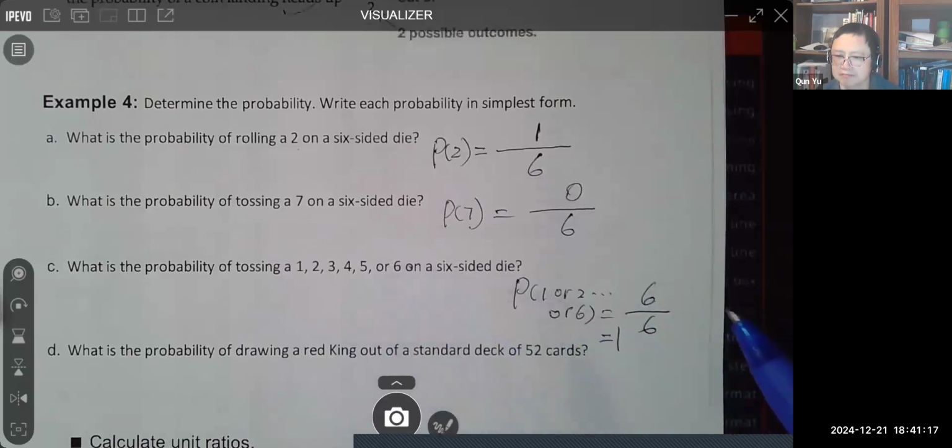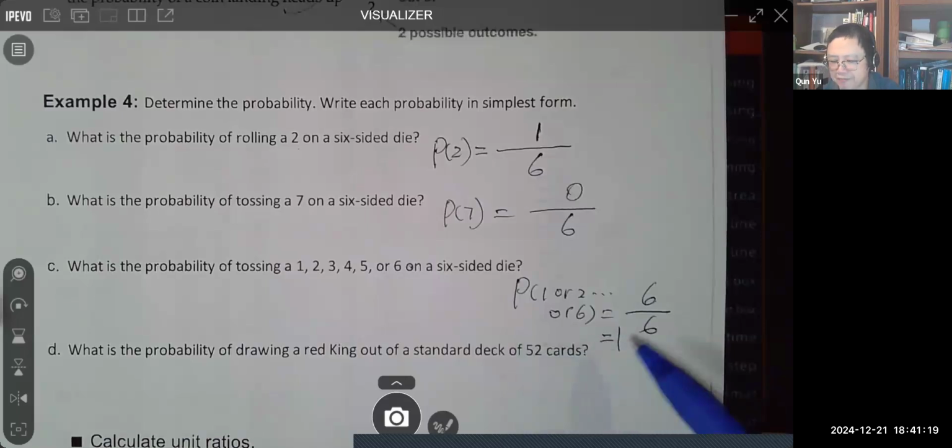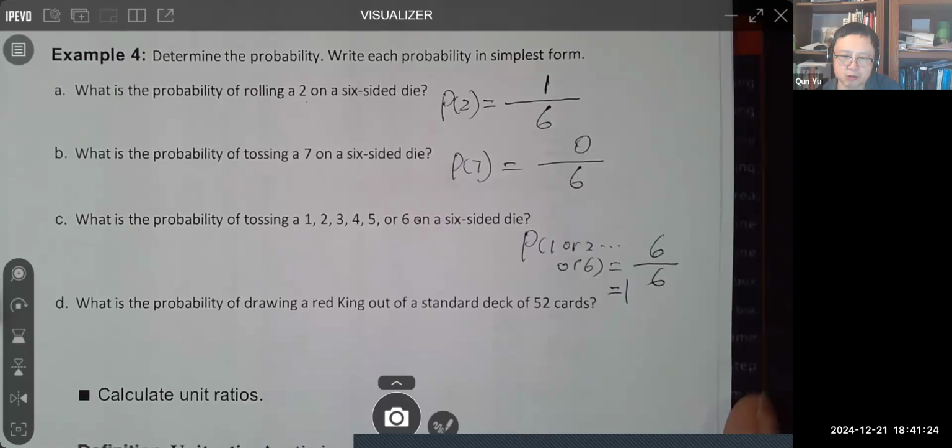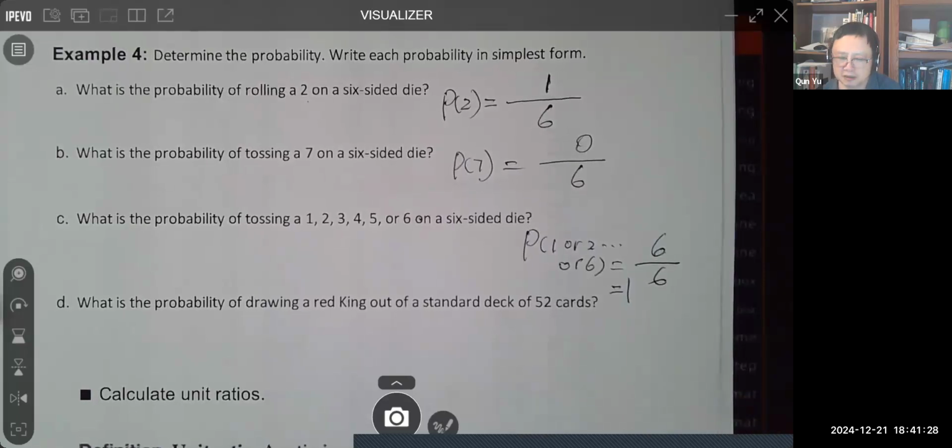Guess what? It will happen. That's the meaning of being 1. D, what is the probability of drawing a red king out of a standard deck of 52 cards?